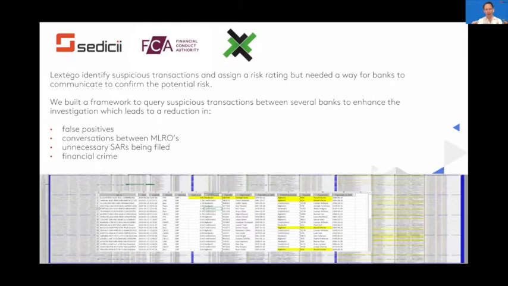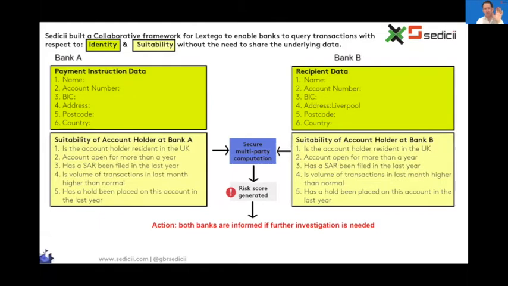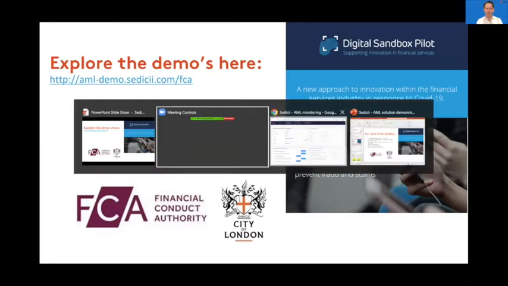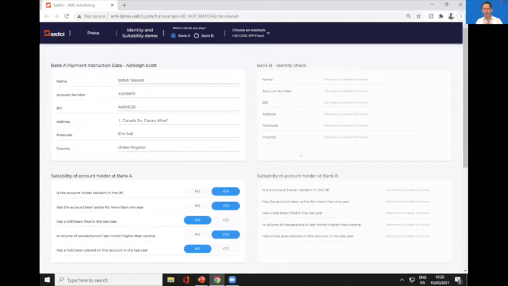But the key thing is that we worked with LexTego to build a framework to allow the banks to communicate. And this enables a lot of time to be saved for banks, a reduction in false positives, and a lot of unnecessary SARs being filed, and ultimately preventing financial crime. So we built this framework which asks questions around the payment instruction data and also around the suitability of the sender. So you can explore the demos, it'll be on the website, but let me just show you it real quick here. So here we have two banks, Bank A and Bank B. Neither party shares the answers to the questions with either party.